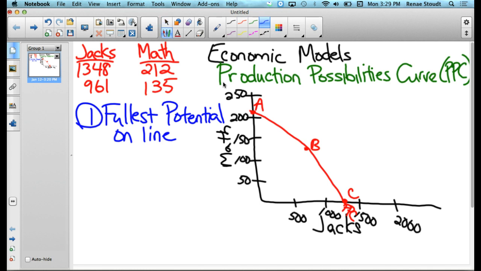The second thing that we can determine from our production possibilities curve is what we call idle resources.